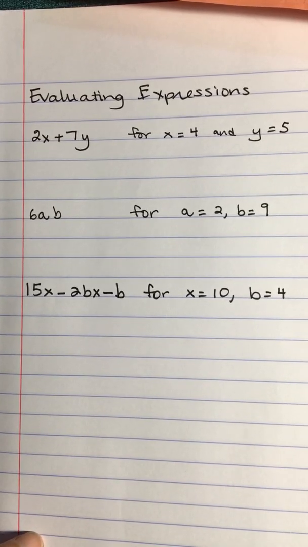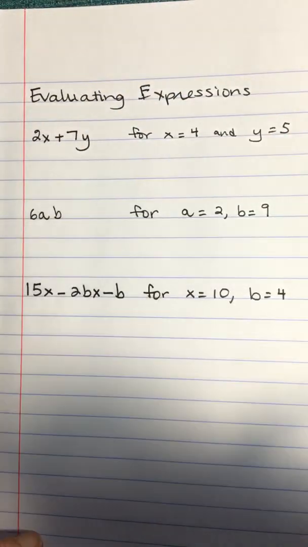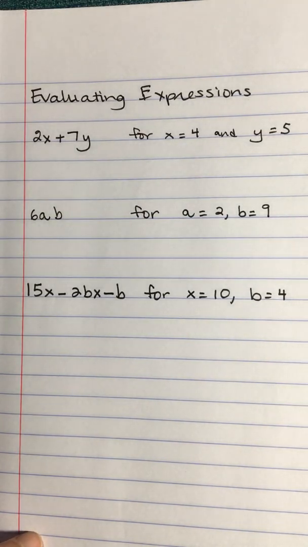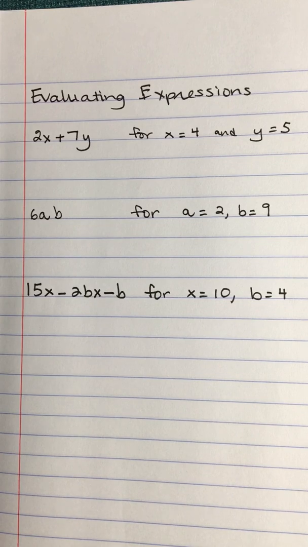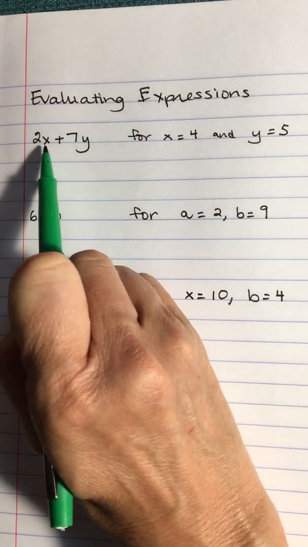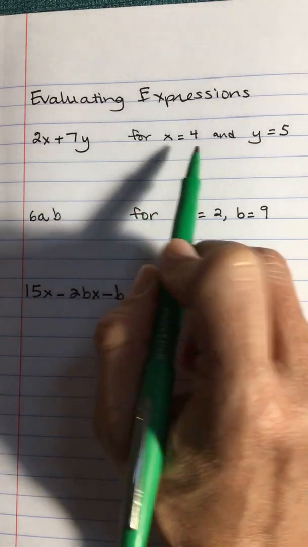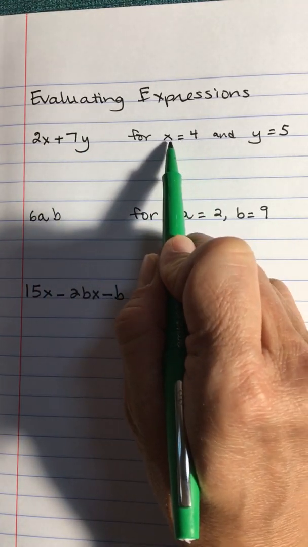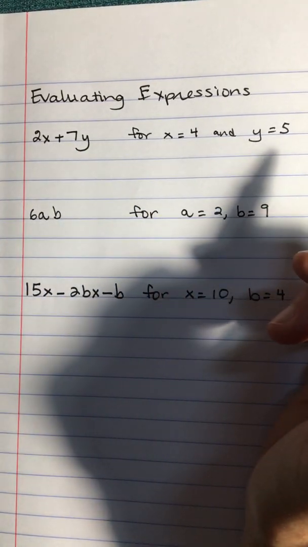So one of the first things you do when you start algebra is evaluate expressions. So I just want to walk through how you do that. So I have here, as you can see, 3 different expressions, and we'll just do each one of them one at a time. So evaluate 2x plus 7y, and then I'll give you numbers to plug in for x equals 4 and y equals 5.